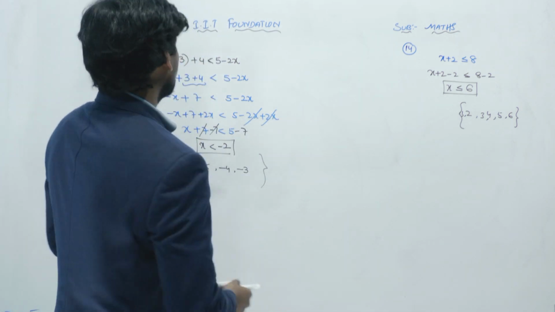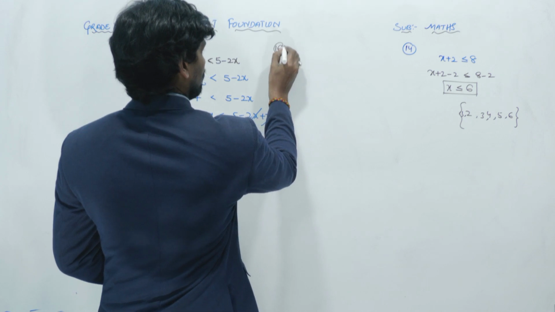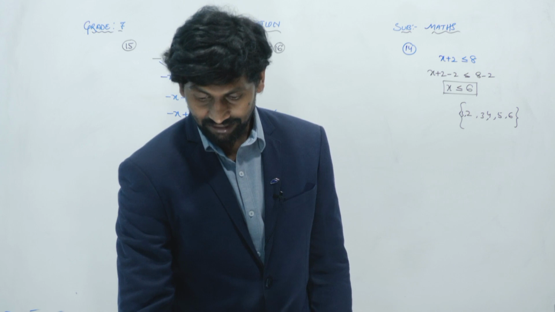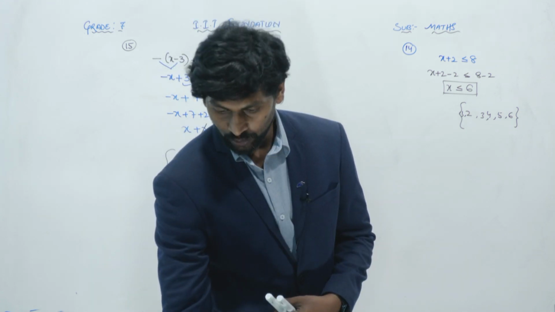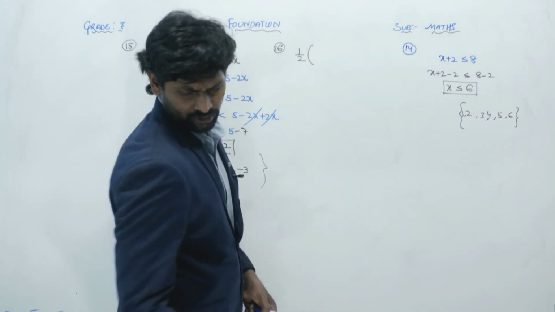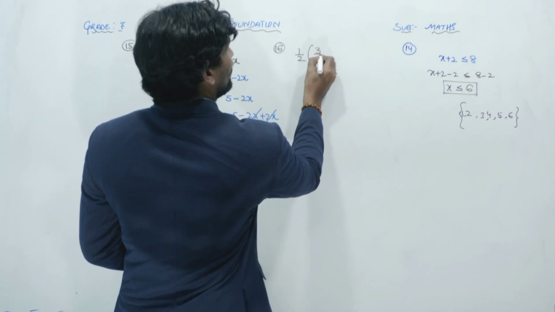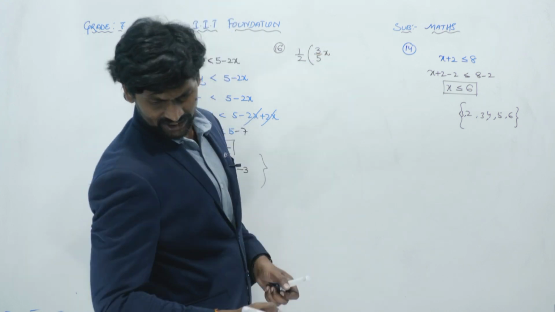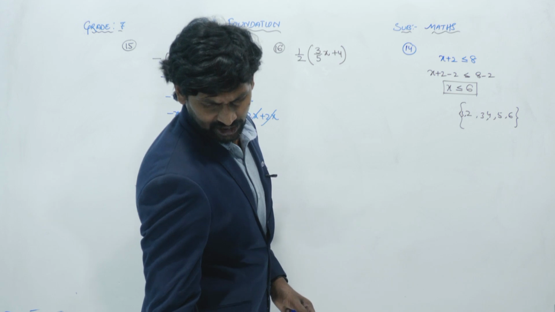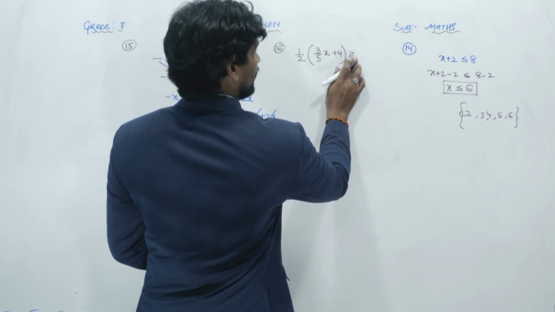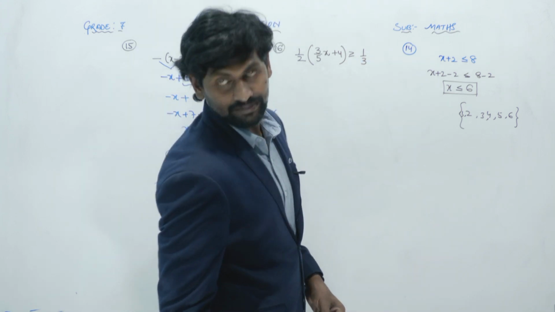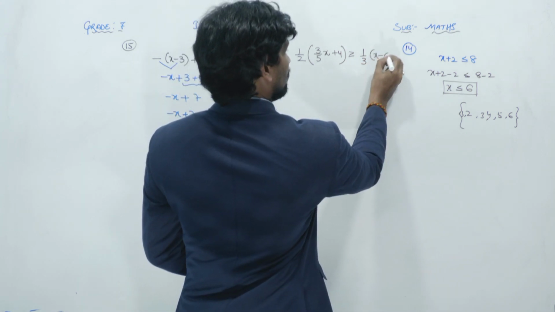The problem number 16. The 16th problem is given that the value of x from the inequation: half of 3/5 of x, that is 1 by 2 into (3 by 5 into x plus 4), greater than or equal to 1/3 of (x minus 6).